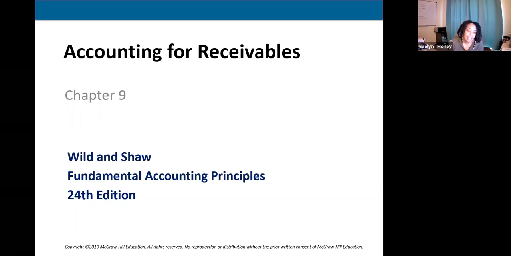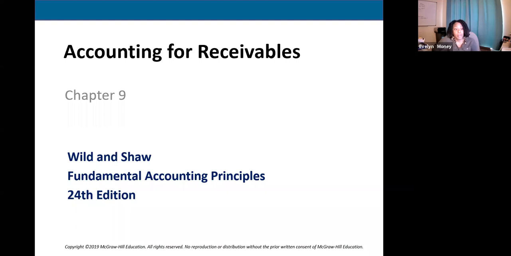So we've gotten to look at the complete accounting cycle in detail. We saw it for a merchandising company, we looked at inventory in detail, and then in Chapter 8 we started to look at cash in greater detail. Well, now for the remainder of the course, we will continue to look at our assets in detail. So we move on to receivables.